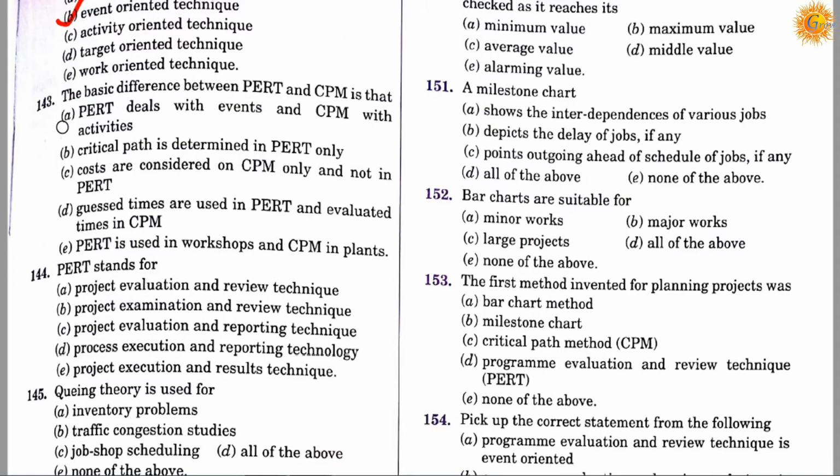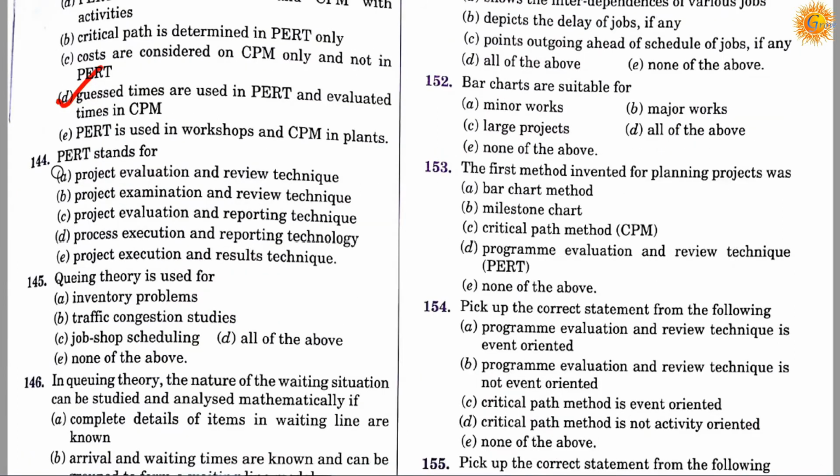Question number 143. The basic difference between PERT and CPM is that, option A, PERT deals with events and CPM with activities. Option B, critical path is determined in PERT only. Option C, costs are oriented on CPM only and not in PERT. Option D, gauged times are used in PERT and evaluated times in CPM. Option E, PERT is used in workshops and CPM in the plants. So the correct answer is D. It means the basic difference between PERT and CPM is that gauged times are used in PERT and evaluated times in CPM.